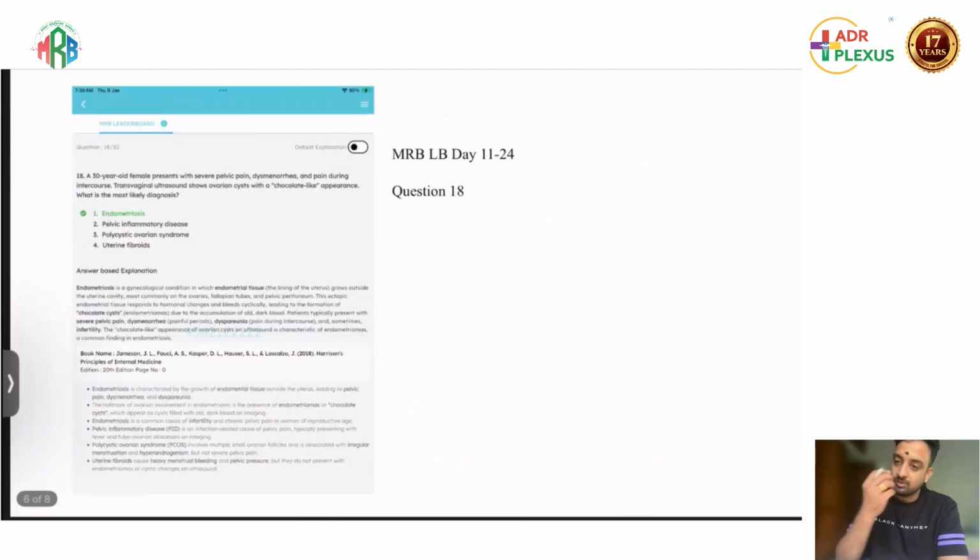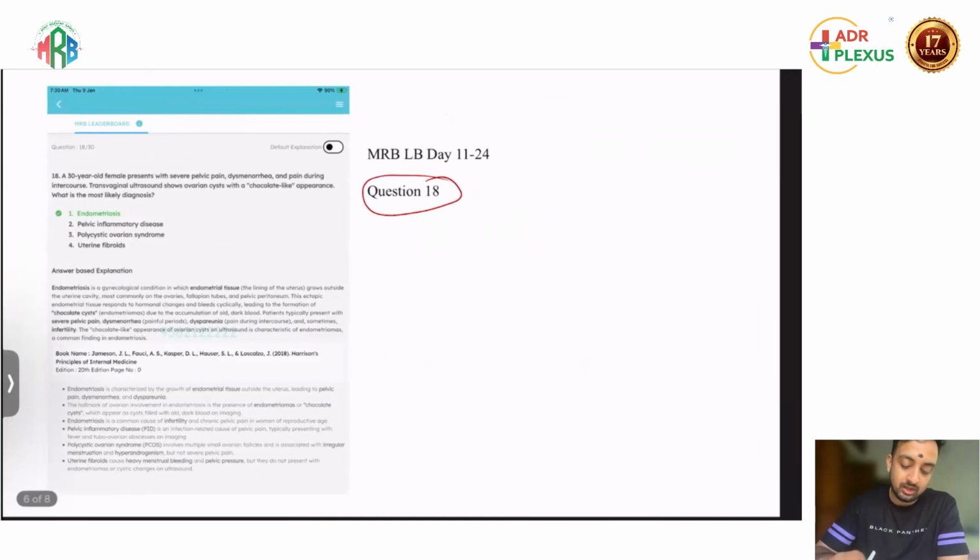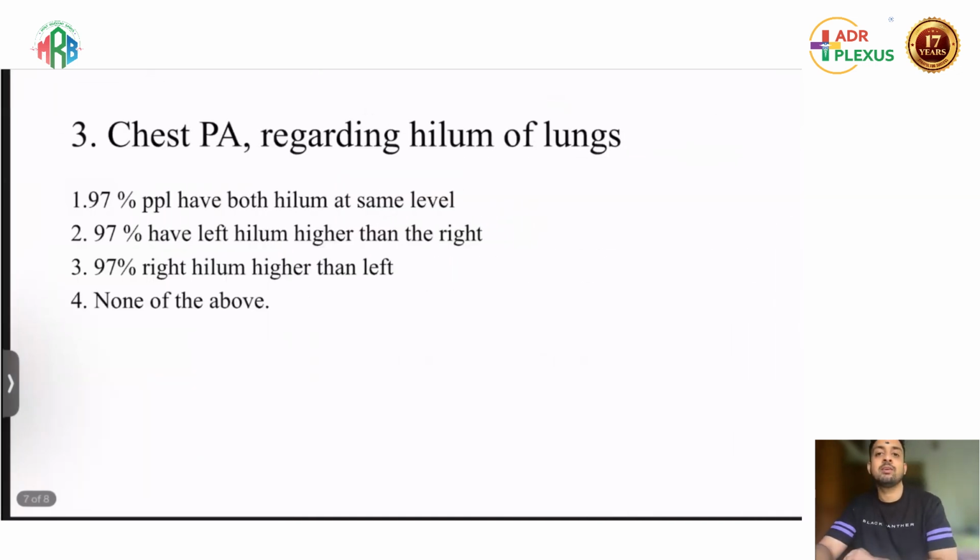So this was one leaderboard question which came between day 11 and 24 as question number 18, about endometriosis. And finally, this is a very simple, basic level question that we always say: which hilum is situated above normally? Okay, so normally we all know left hilum is situated above the right hilum. The answer is that 97% of patients have left hilum higher than the right hilum.